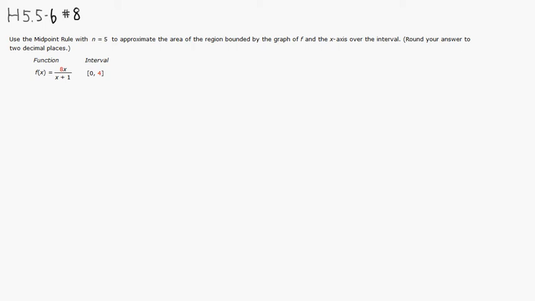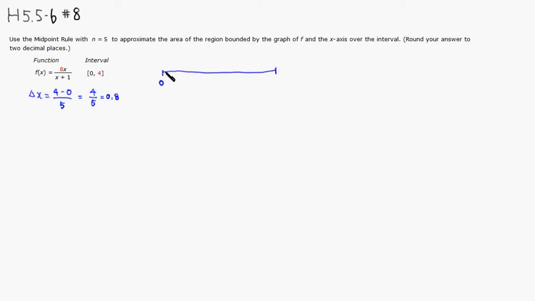Alright, so first I'm going to try to find delta x. So delta x is simply b minus a over n. Right, so it's 4/5, which is 0.8.